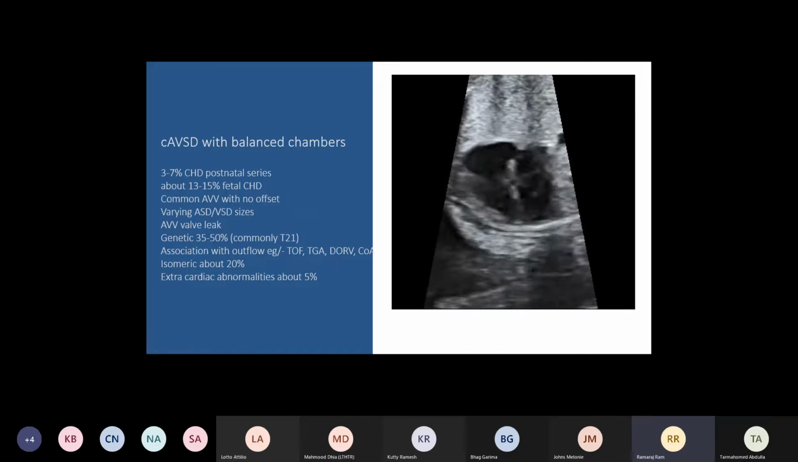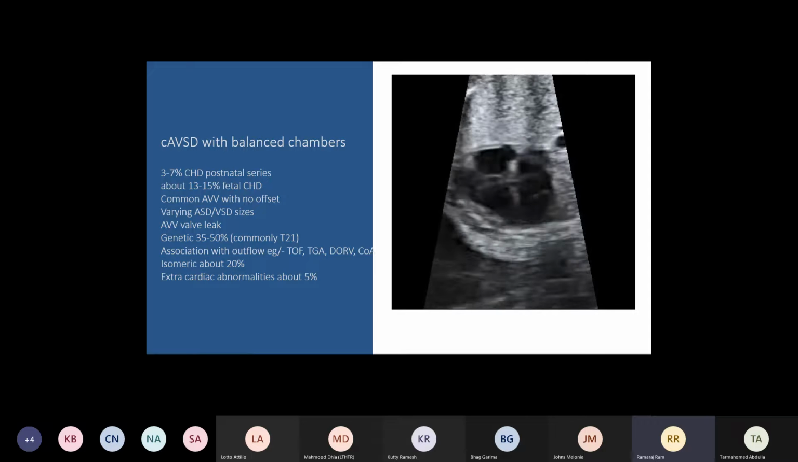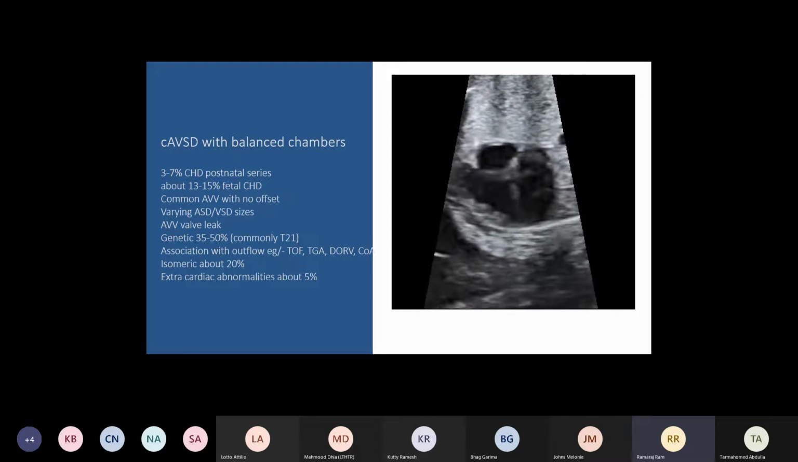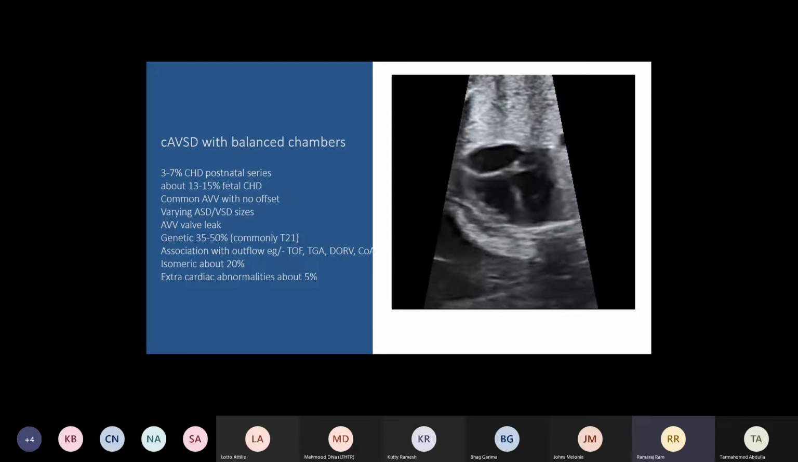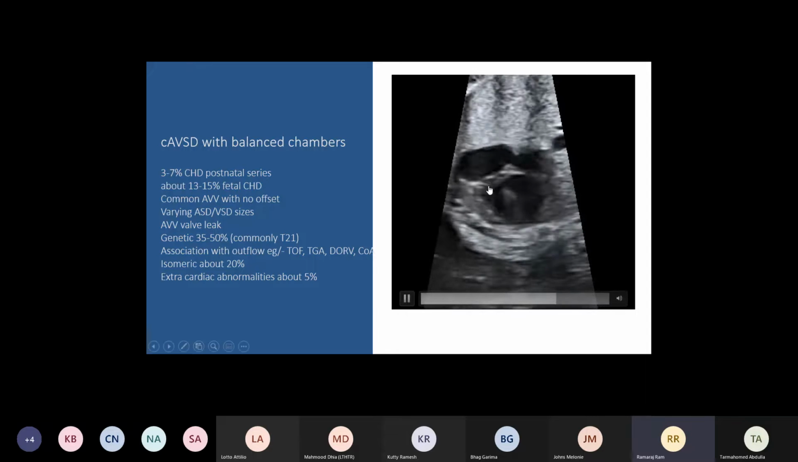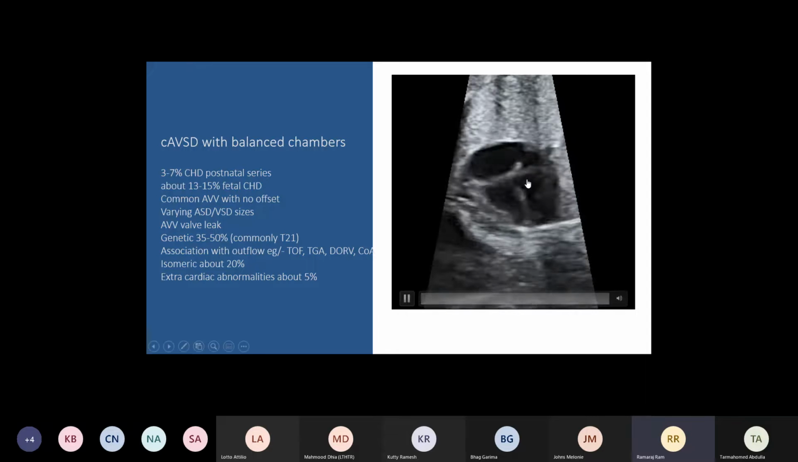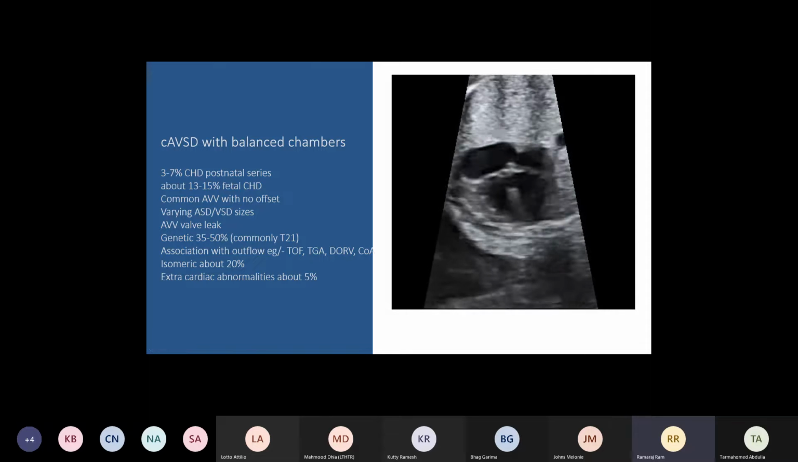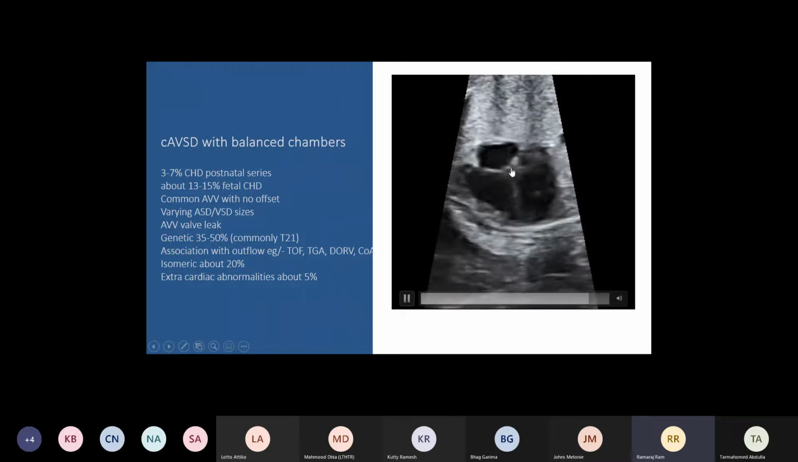And again, here you can see this is an intermediate AVSD, you could call it, where you see a tiny portion of primum septum, but you can see the offsetting is missing here. The AV valves are at a common level, and there is an inlet VSD. So this is still a complete AVSD, you could call it intermediate with a large VSD component, but the atrial component is maybe attached by the bridging leaflets in this situation.